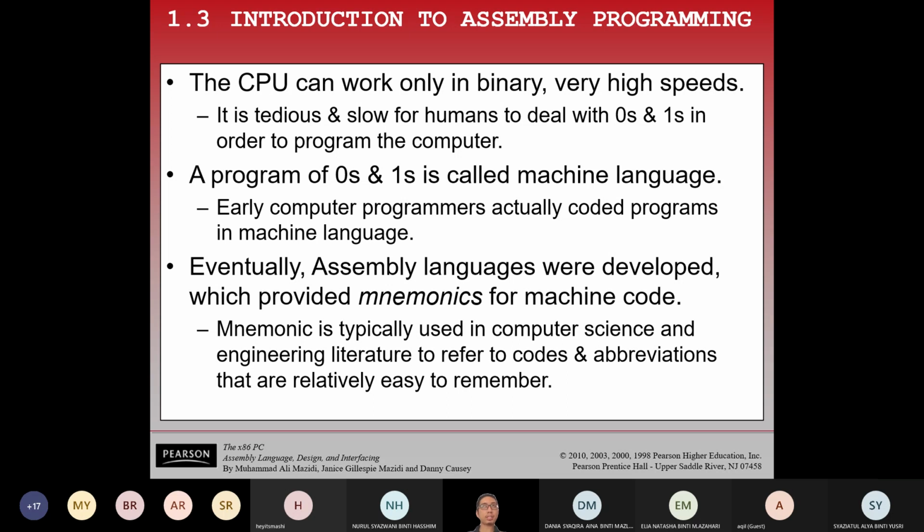After that, assembly language was developed. It provides mnemonics for making code. Mnemonics are codes or abbreviations that are relatively easy to remember.